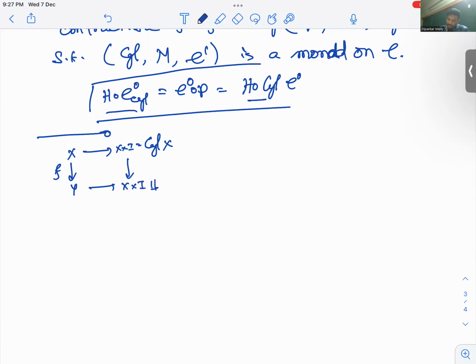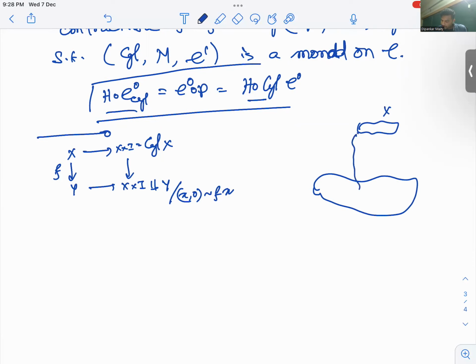You take the disjoint union of the cylinder on X and Y and quotient out by the following equivalence: (x, 0) is equivalent to f(x). Pictorially, if this is my Y and this is X, then there is an image of X.